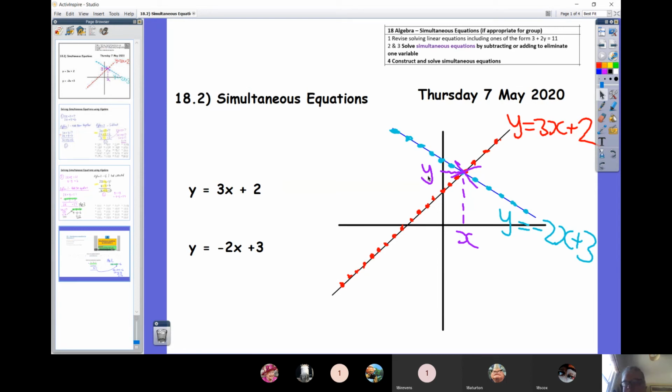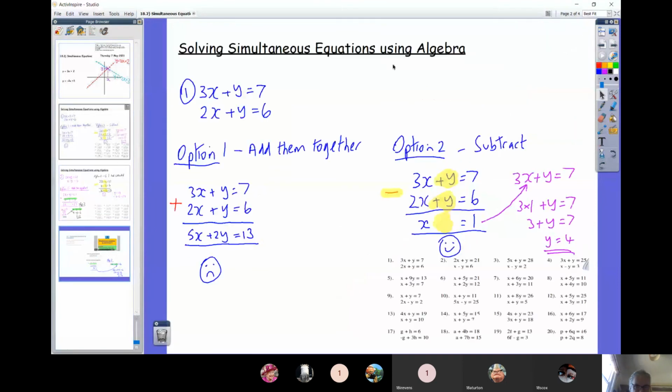Okay, so how do we do that? Here's an example of a question. So there's our two lines. Going back to that previous slide, there's your line number 1, there's your line number 2. The first line is 3x plus y equals 7, and our second line is 2x plus y equals 6. We've got to do some algebra so that we can figure out what that coordinate is where they cross, what the x value is and the y value.